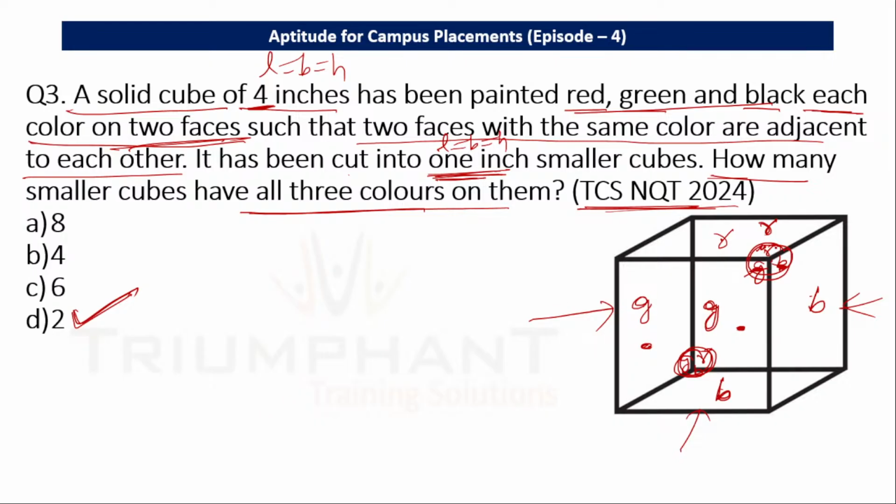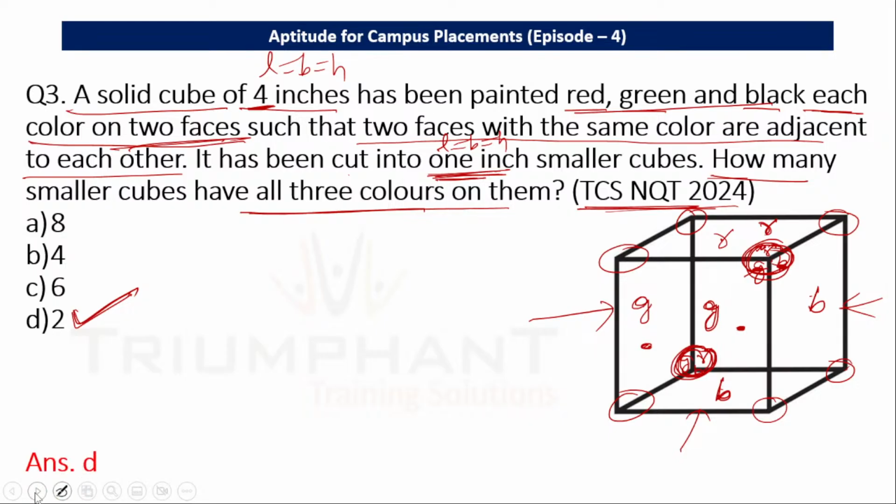So these are the two corners which give you all three colors. I hope you understood. What about the remaining corners? The remaining six corners will give you two colors only, whereas these two corners will give you all three colors.